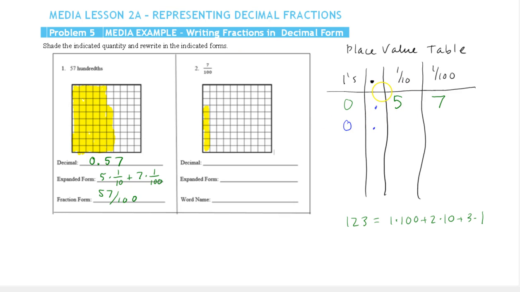We don't have any tenths because we didn't have one complete column anywhere. We couldn't have written this with an orange strip. So we're going to put a 0. And then in the hundredths place, we have 7 hundredths.